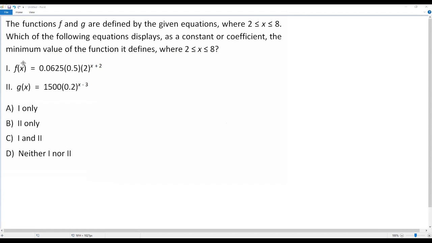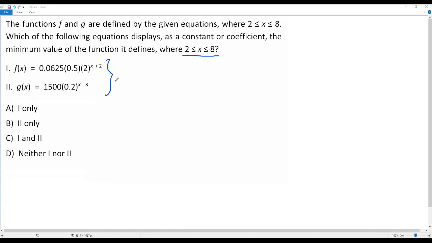Okay, here we have two functions, f of x and g of x. For both functions we have the domain 2 ≤ x ≤ 8. And in these two functions we have to find the one which displays its minimum value either as a constant or coefficient. Since this is digital SAT, we can go to Desmos graphing software to get the graphs of these two functions. Once we get the graphs in the given domain, we'll be able to get the minimum values for both functions. Then we can find the functions which display the minimum value as a constant or coefficient.